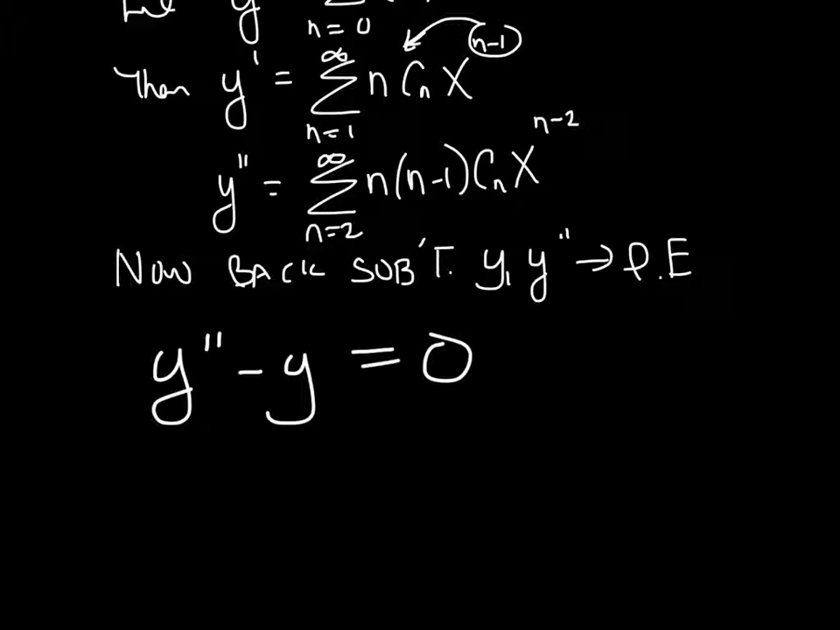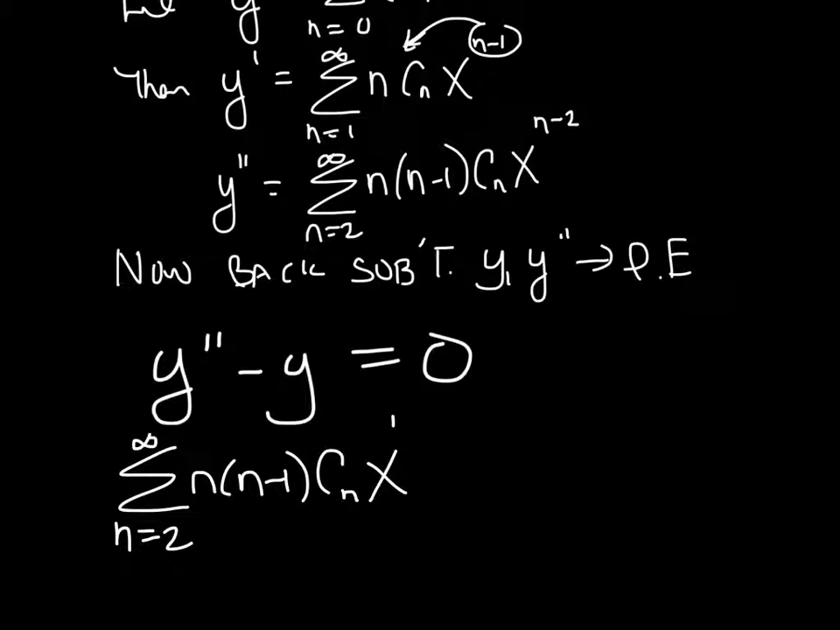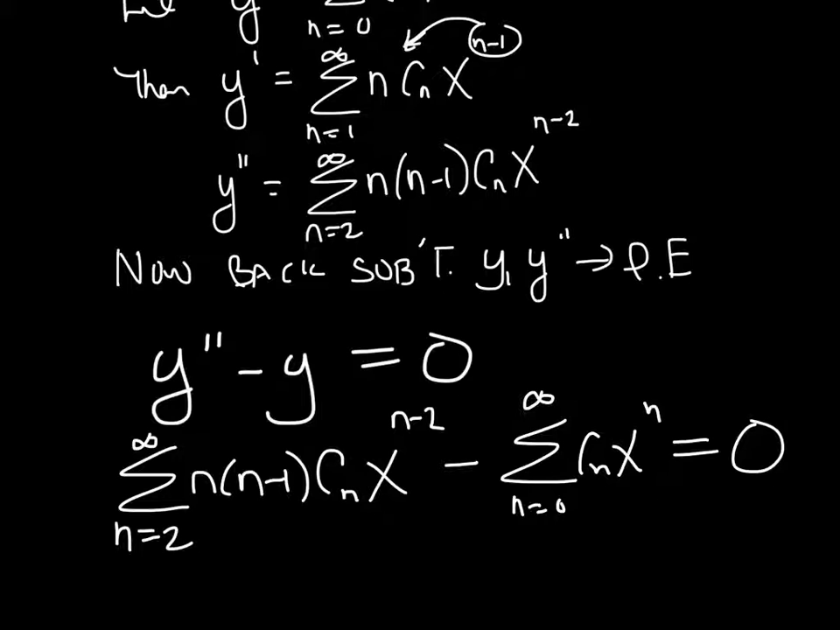So let's back substitute. y double prime is right here: the summation of n times n minus 1 c_n x to the n minus 2, minus y, and my y is my original choice, which was the summation of c_n x to the n, and of course we start at 0, and then that's all equal to 0.